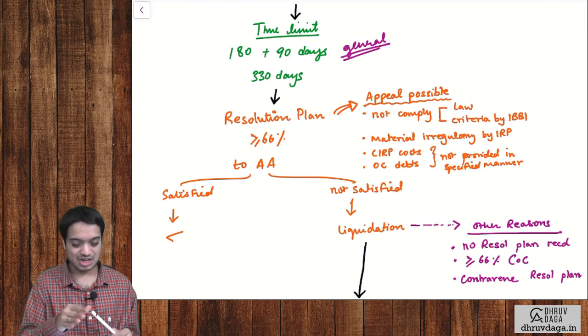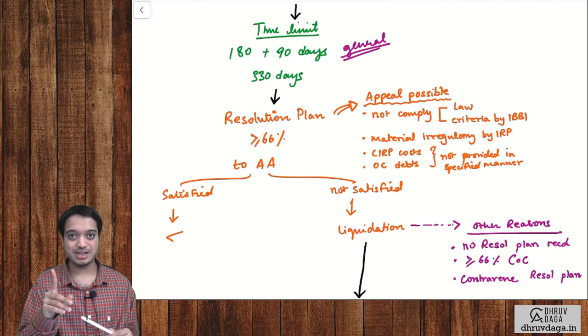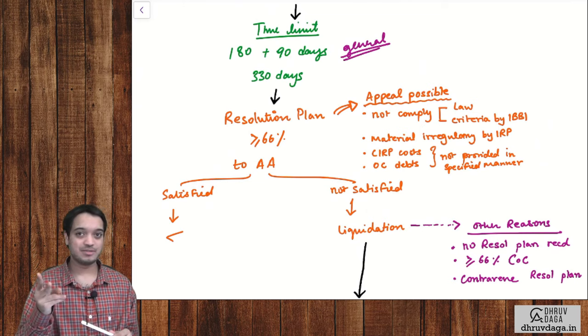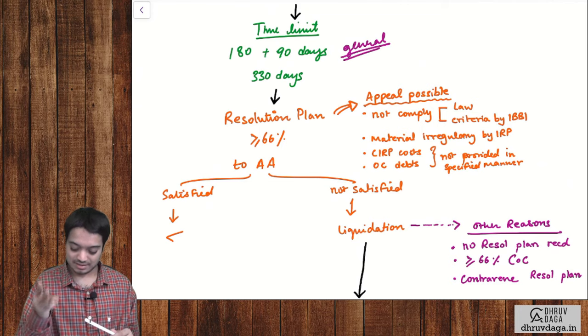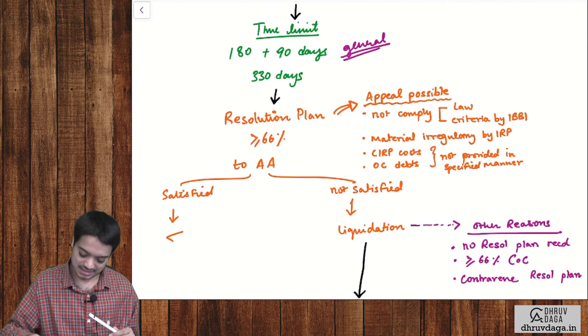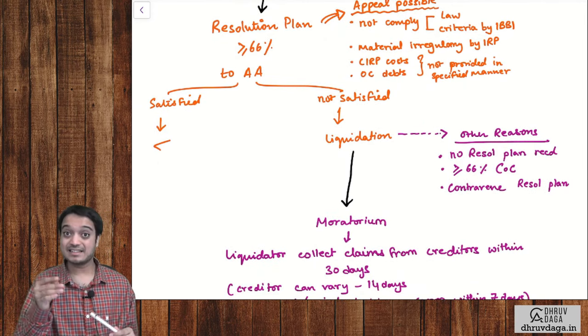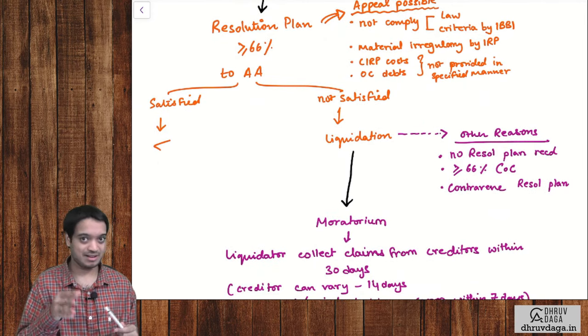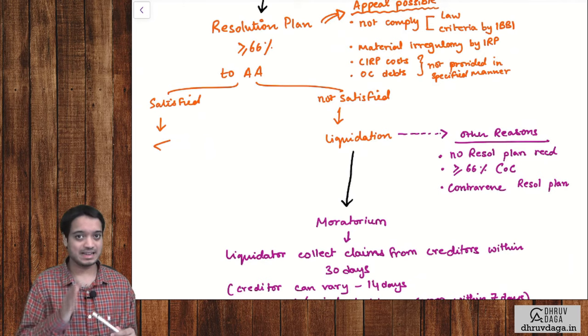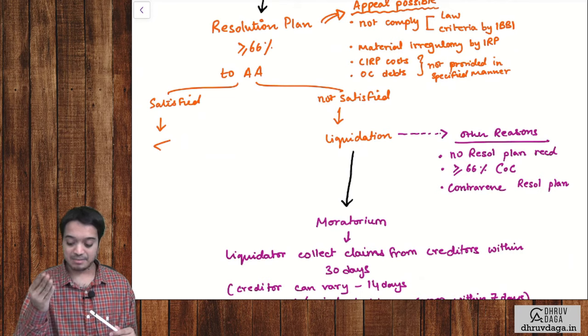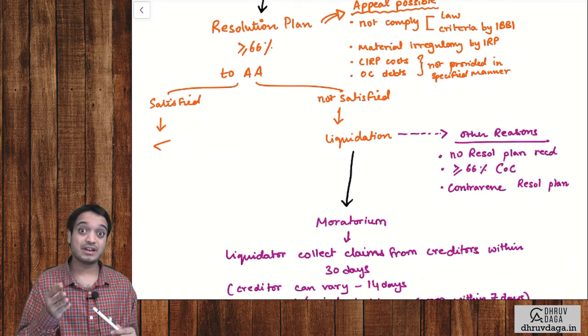So what are the cases जहाँ पर liquidation initiate हो सकते हैं? Where the resolution plan is not accepted by the adjudicating authority, where no resolution plan is submitted within the period of such a 330 days, third is कि where the committee of creditors decides by a vote of 66% or more that there should be a liquidation rather than resolving, we need to go in for a liquidation. It can be decided at any time of the insolvency process. And number four, that there is any contravention of the resolution plan.